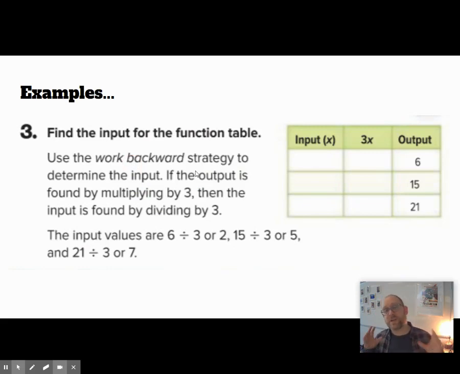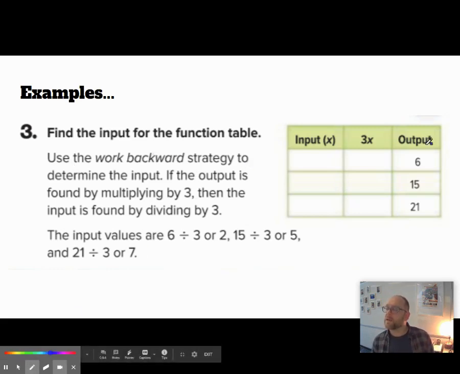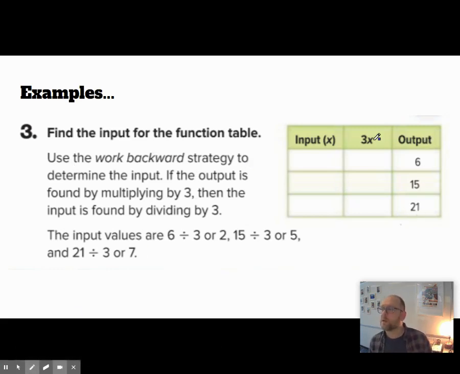Similarly, sometimes you're going to get the output. You're actually going to know your dependent variable first, and then you're going to need to work backwards to find that independent variable. So, in this case, my outputs I know. My function rule is 3 times whatever my input variable is. So I know 3 times something should give me 6. I know 3 times something should give me 15, and 3 times something should give me 21.